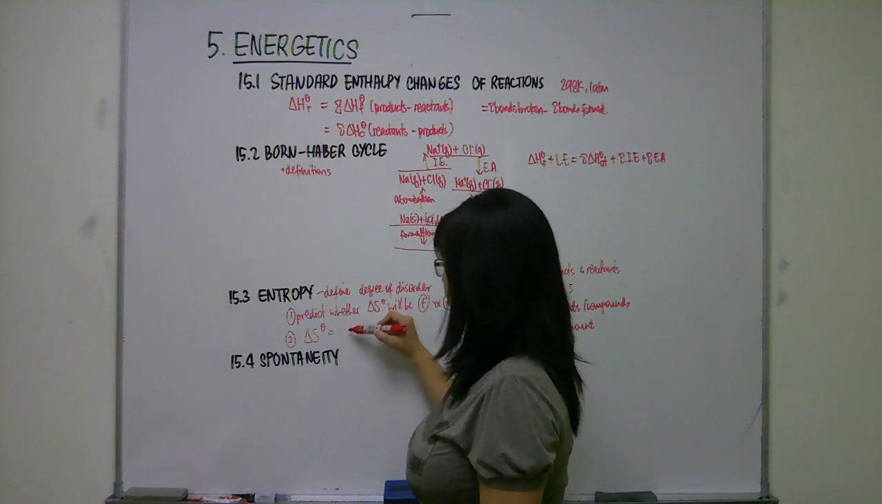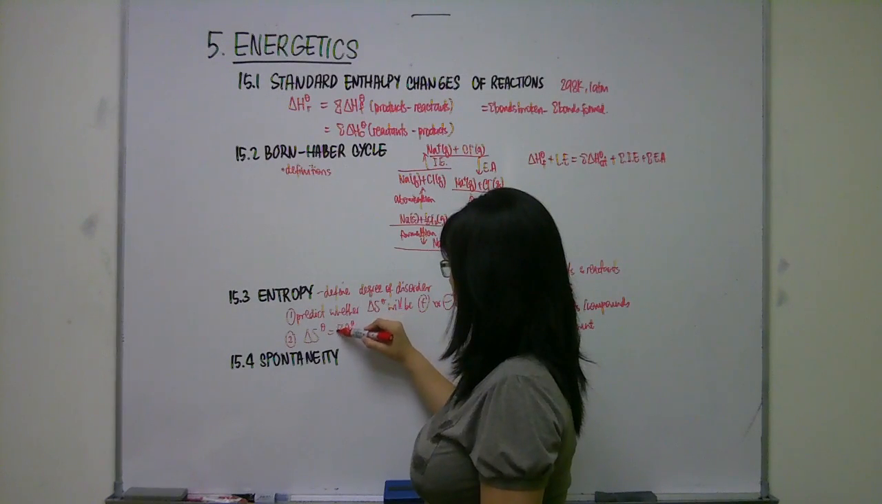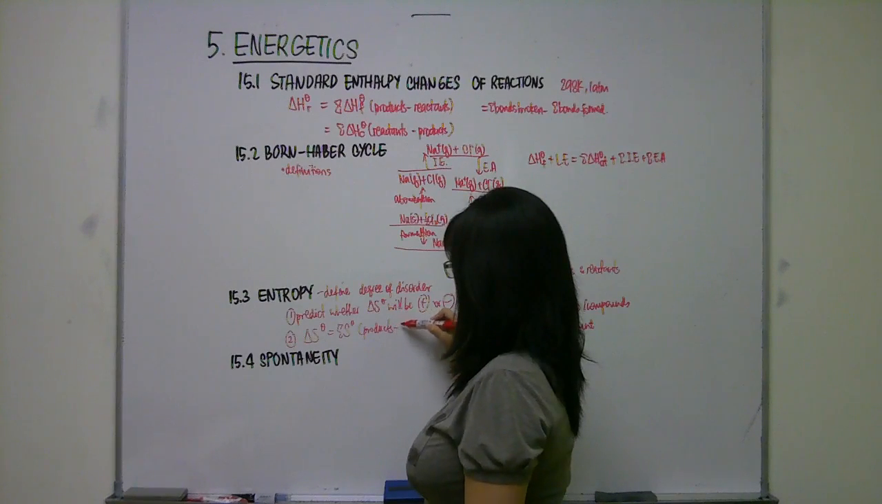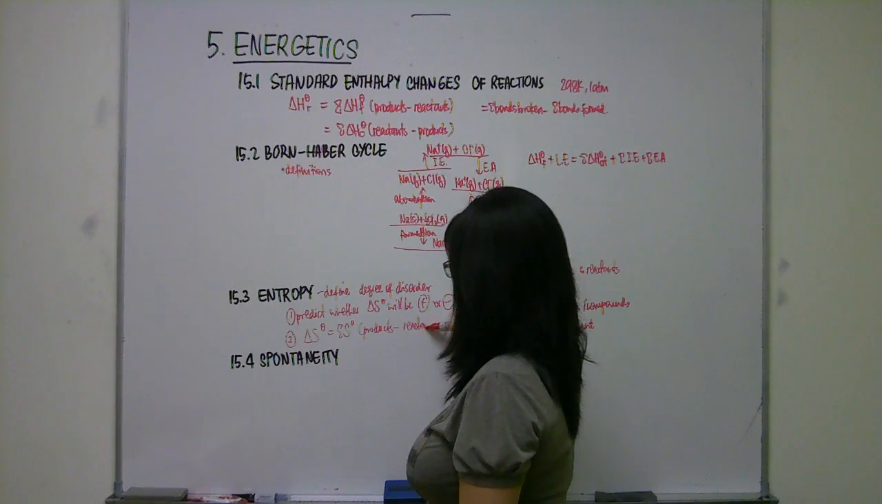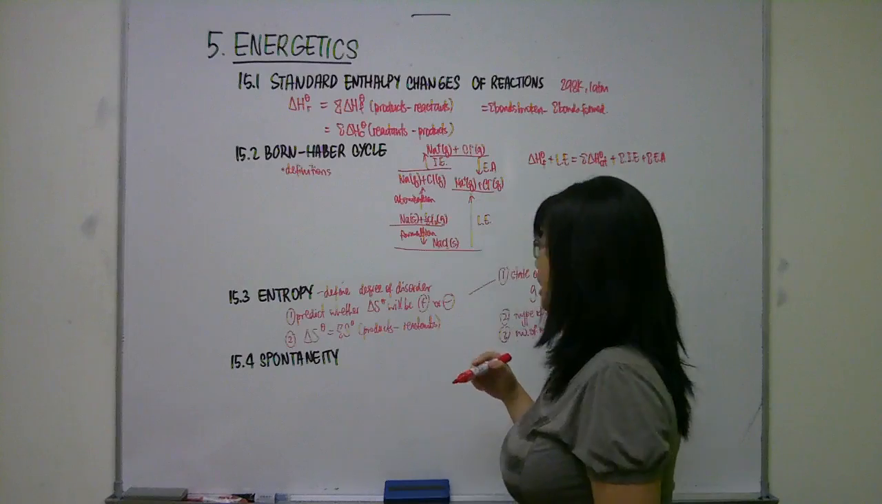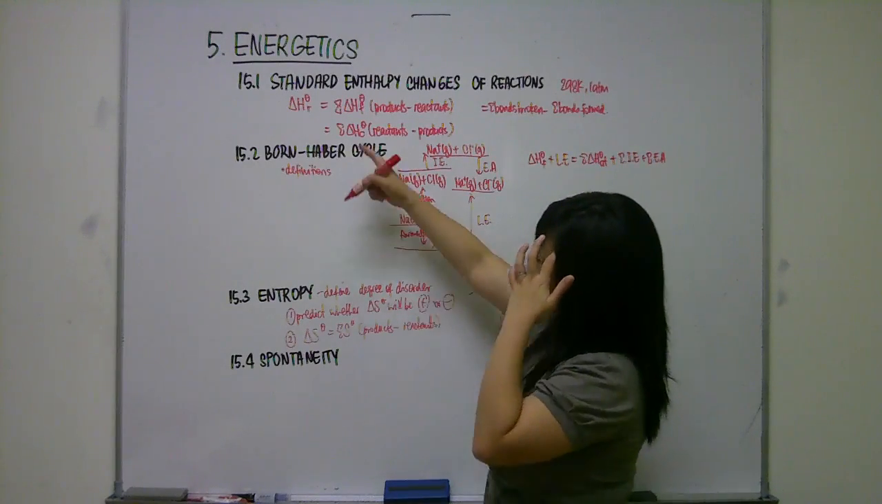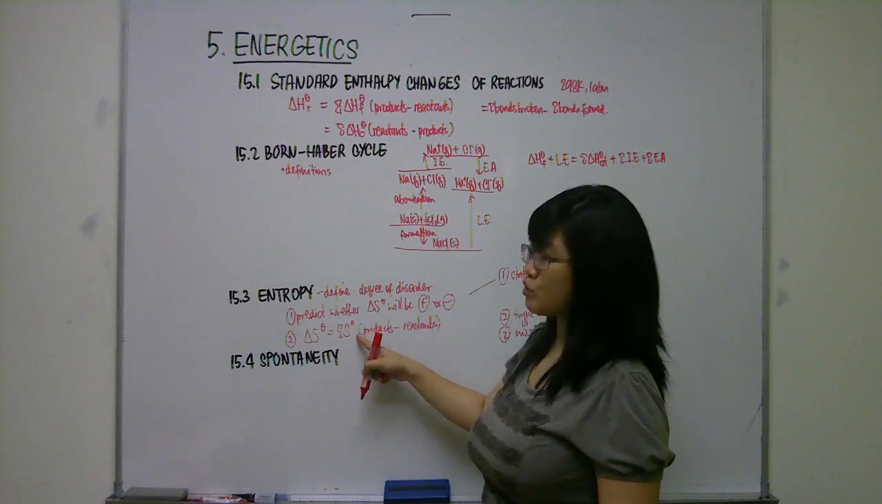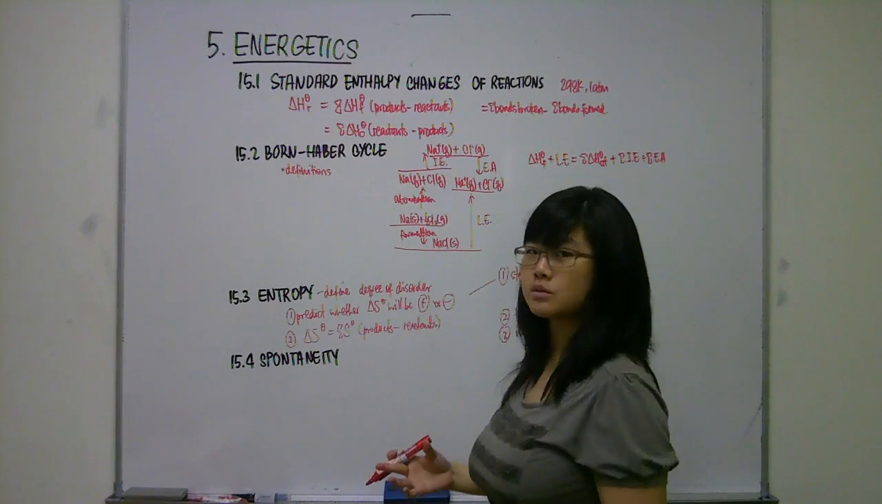So change in entropy will be the sum of entropy of the products minus the sum of entropy of the reactants. You can take note that here we are talking about the enthalpy change, but here we are talking about the absolute entropy value of your compounds.